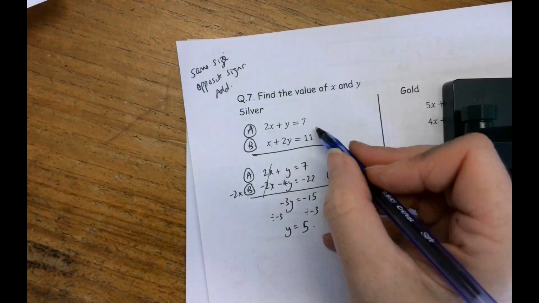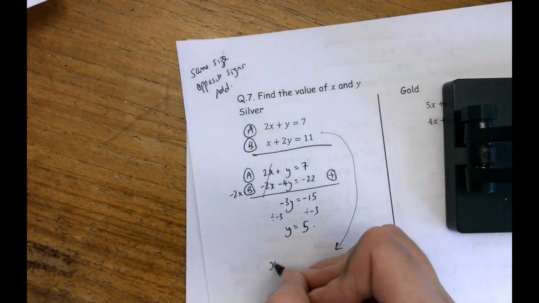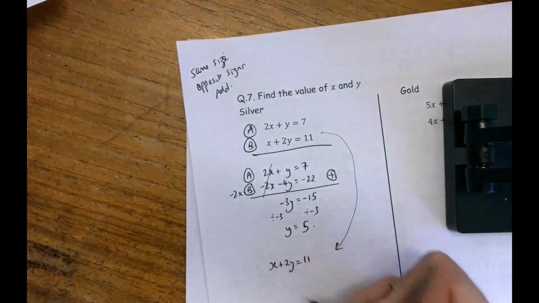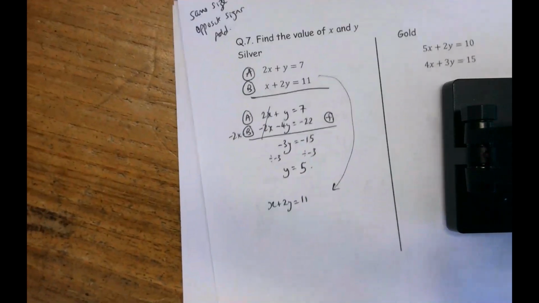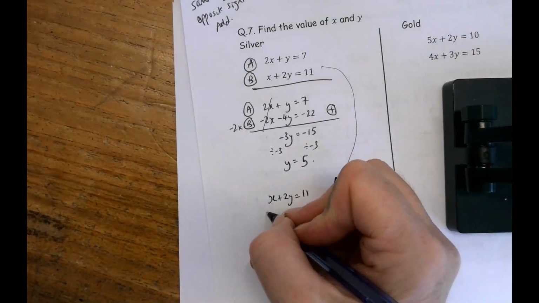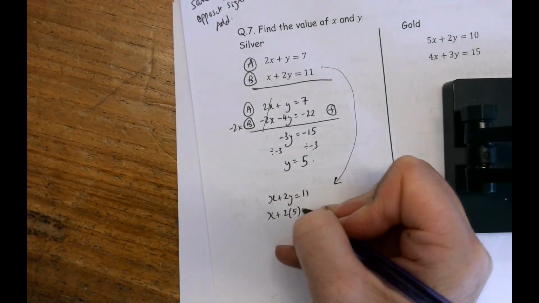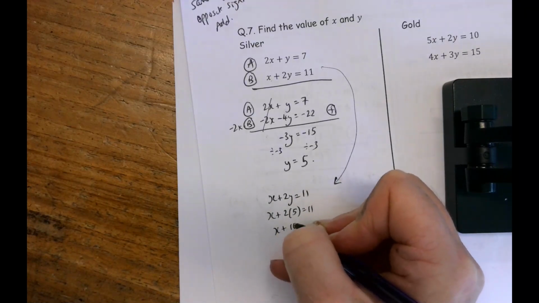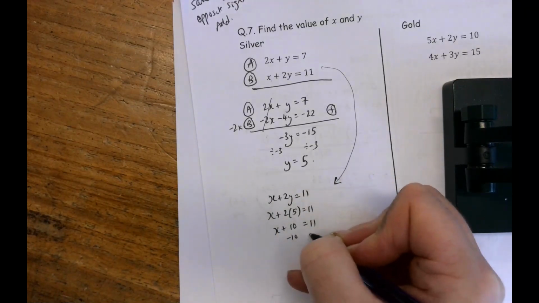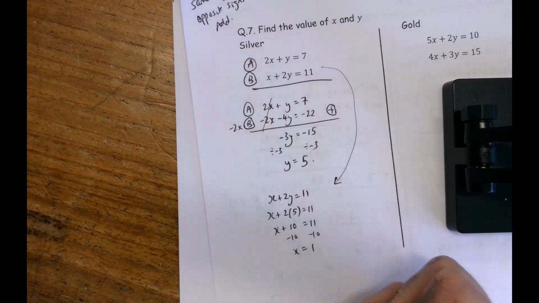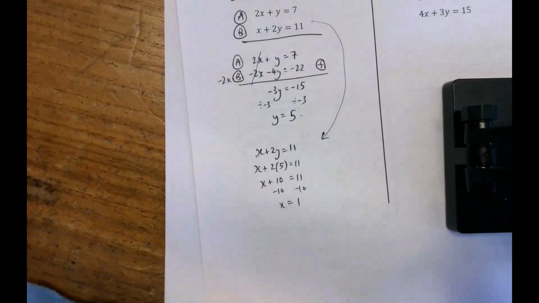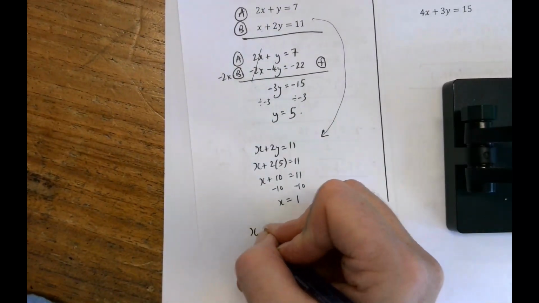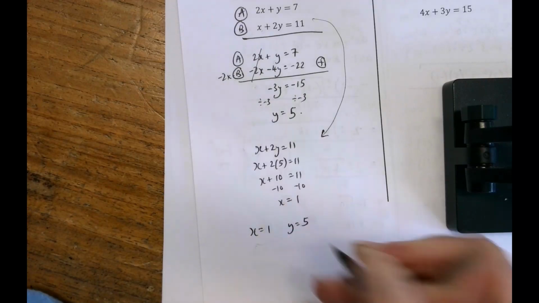I know going back to this, that x plus 2y is equal to 11. I'm going to use that to find what x is. I now know what y is, but what's x? So x plus 2 by 5 equals 11. x plus 10 is equal to 11. So x is equal to 1. If I had done it a different way, it wouldn't have mattered. I'd still get the same answer. x is equal to 1. y is equal to 5.